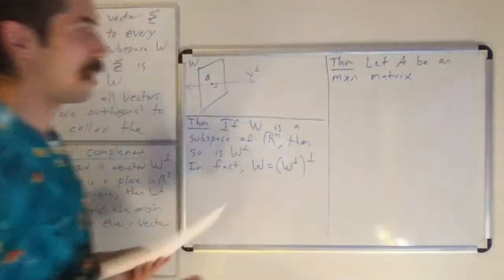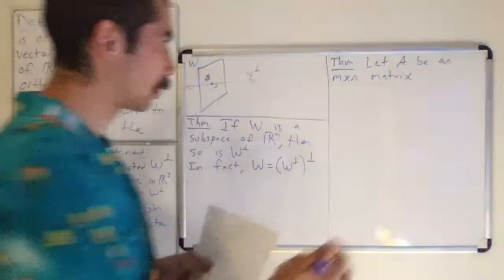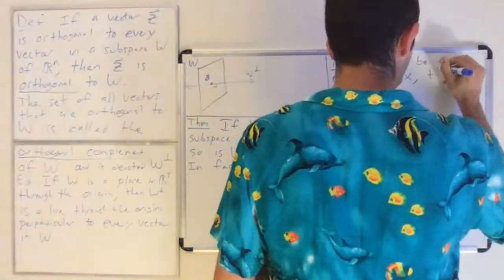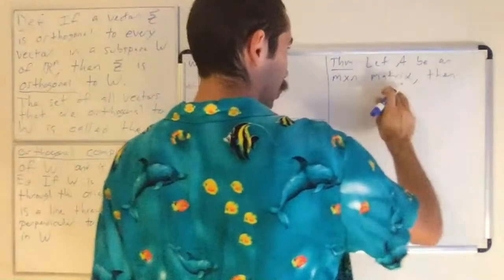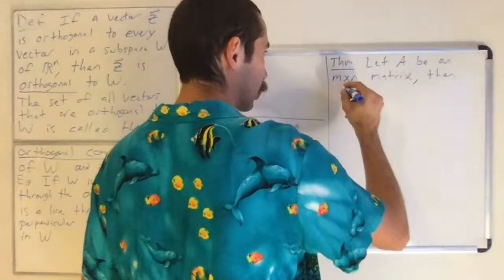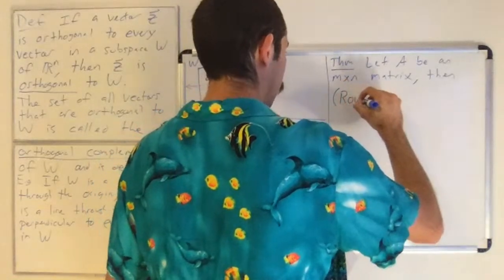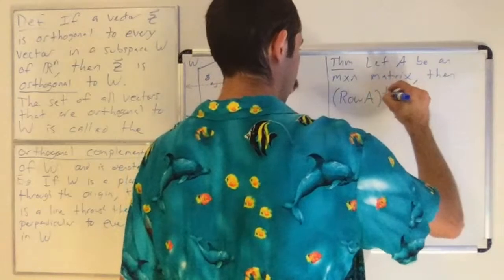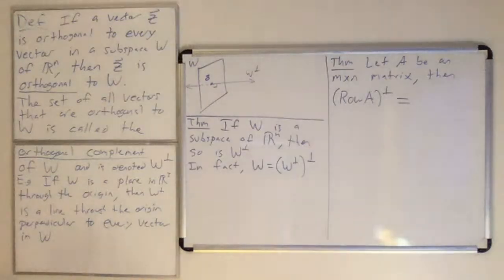Okay, so we have some m by n matrix. I'm going to ask for some help to fill in the blanks. The first part says the orthogonal complement of the row space is equal to what?